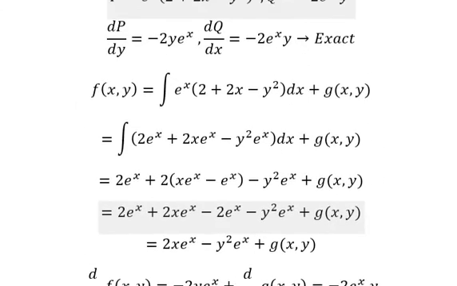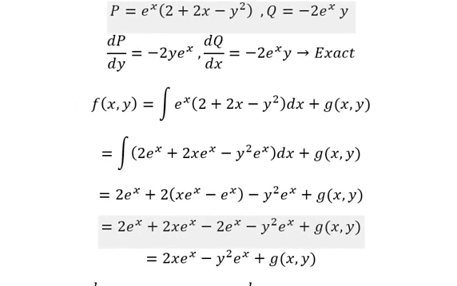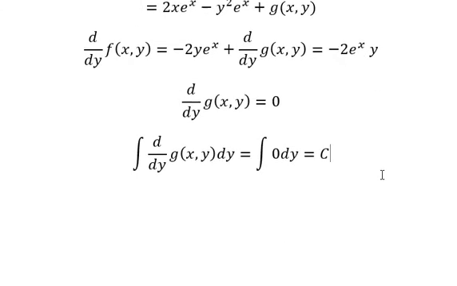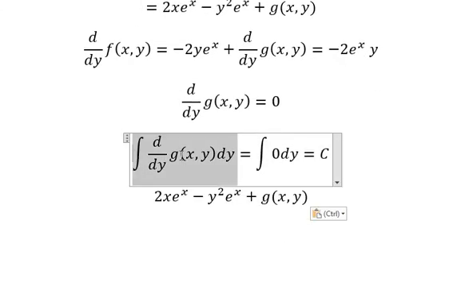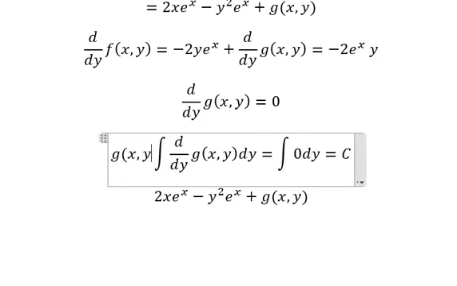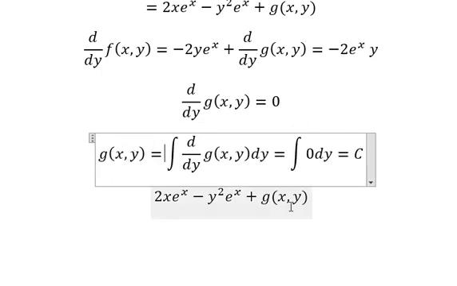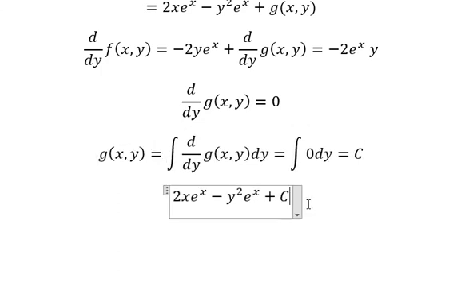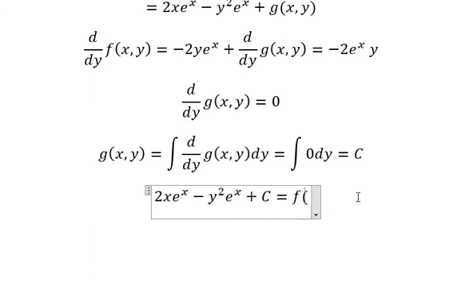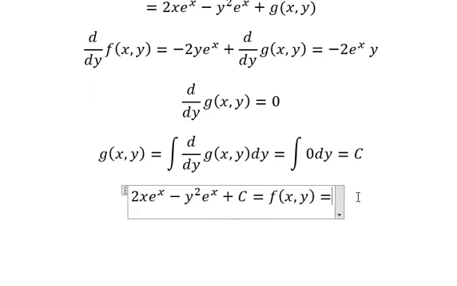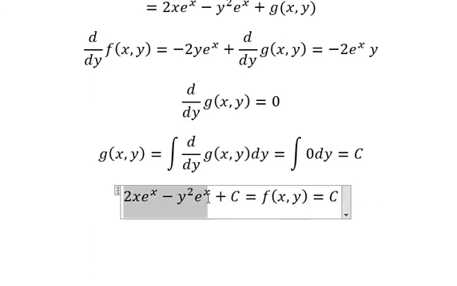Now we need to go back in here. The integration of this one, we have 3sy. 3sy equals to c. And this one equal to f(s,y). f(s,y) equal to c. And now we can simplify like this.